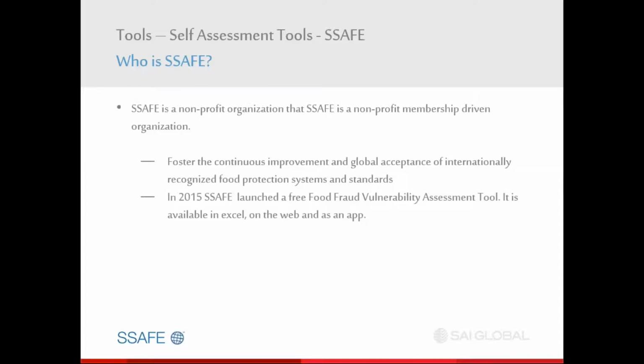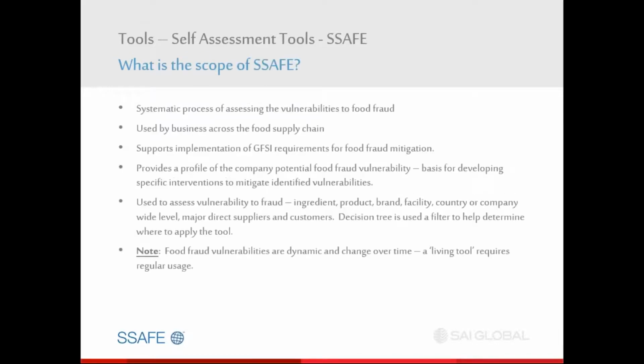Okay. So the scope is a systematic process of assessing the vulnerabilities to food fraud. And again, it's used by businesses across the food supply chain. So anybody that does anything with food can go to this website and use this tool. It supports implementation of GFSI requirements, provides a profile of the company, potential food fraud vulnerability, and a basis for developing specific interventions to mitigate identified vulnerabilities.